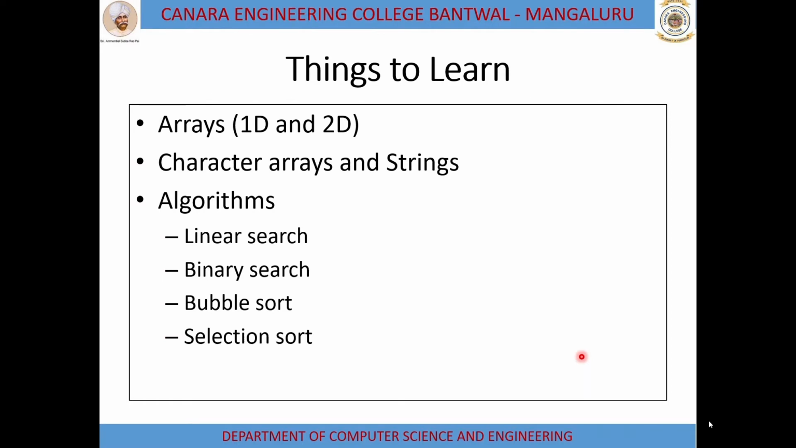Next we have character arrays and strings. We are going to learn about character arrays and their application, that is, strings. Next we have a set of algorithms: searching and sorting algorithms like linear search, binary search, bubble sort, and selection sort. All these searching and sorting algorithms are actually applications of arrays. We will see all these concepts in detail.